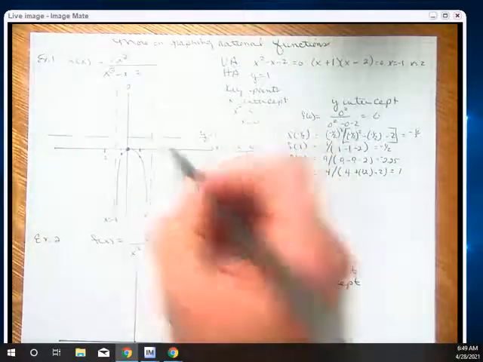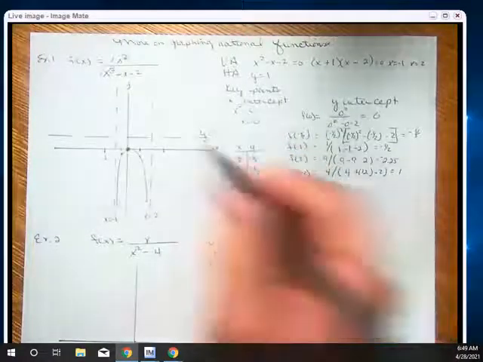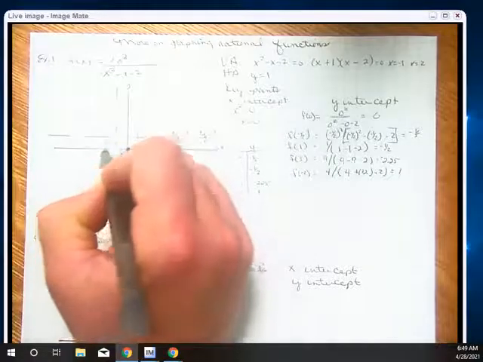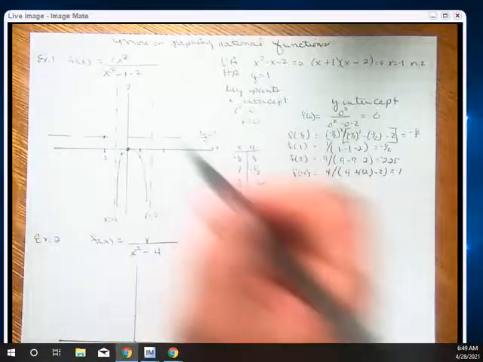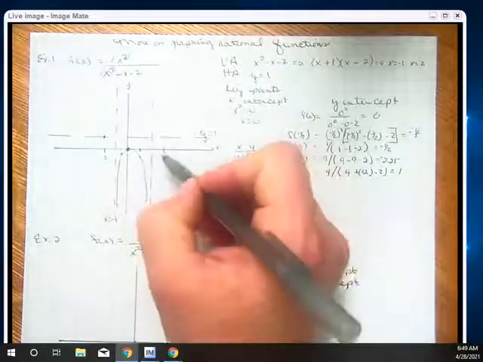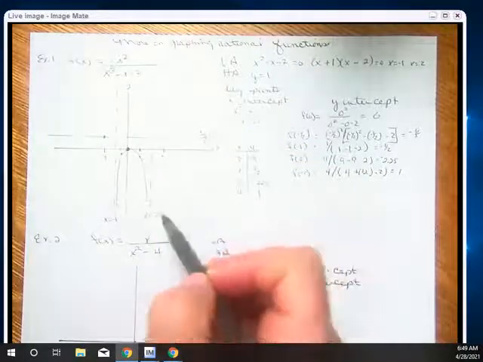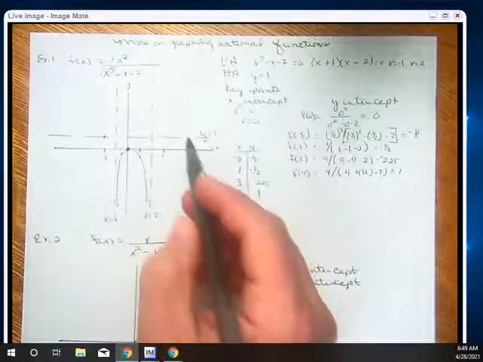Here I am at 3. Here I am at negative 2. I'm going to go up to 1. And at 3, I was down at the negative 2.25.